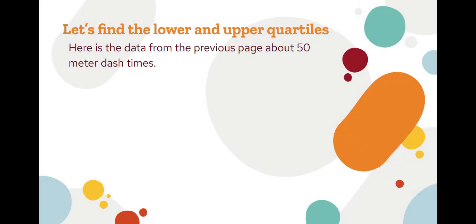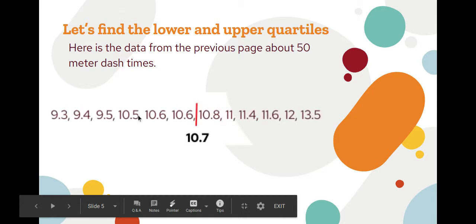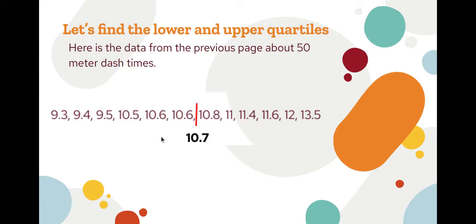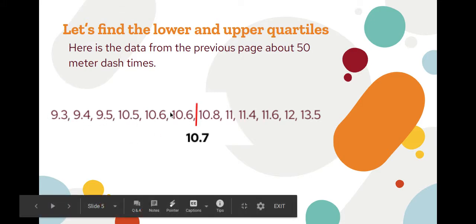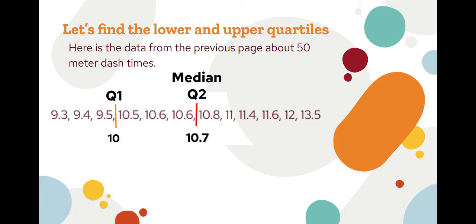All right, so after that, we've split the data into 2 parts. Each part has 6 pieces of data. Now we're going to look at the same data again, but this time we need to split it into even smaller pieces. So we need to split this lower half of data into 2 parts, which is where Q1 comes into place. And then that gives us 10 because the middle of 9.5 and 10.5 is 10.